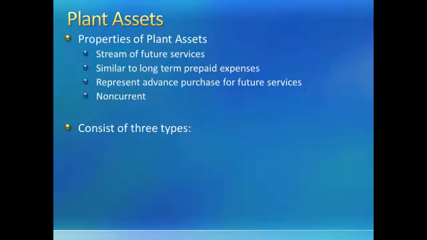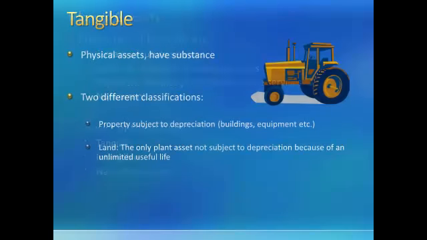There are three different types of plant assets that we'll discuss. They are tangible, intangible, and natural resources. We'll start with tangible. Tangible plant assets are those that have physical substance. They include property, plant, equipment, buildings, etc. Plant assets that are subject to depreciation would be everything except for land. Land is the only plant asset that's not subject to depreciation, and that's because land has an unlimited useful life.